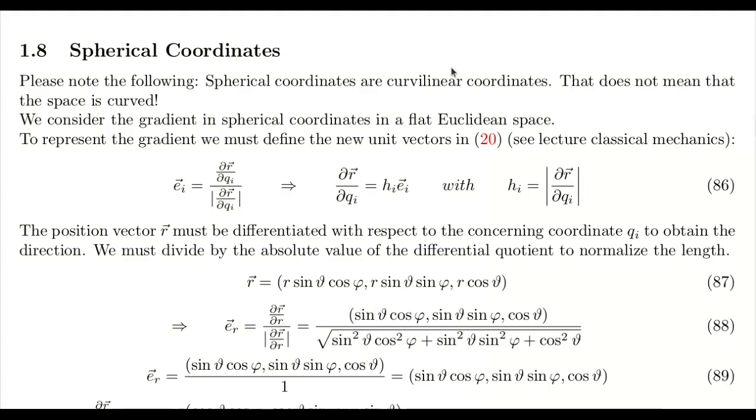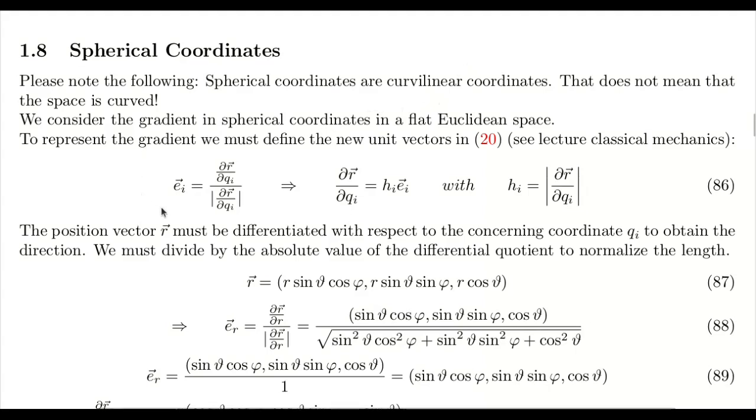Now we want to consider an example. We want to know the shape of the metric tensor in spherical coordinates. Okay, be careful. Spherical coordinates are curvilinear coordinates, but that does not mean that the space is curved. No, the space is flat here. We use, like in classical mechanics, spherical coordinates in a flat Euclidean space.